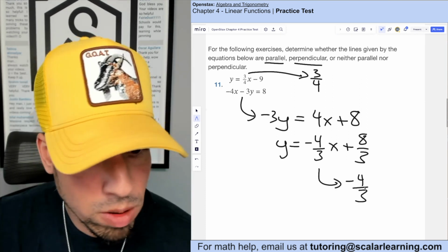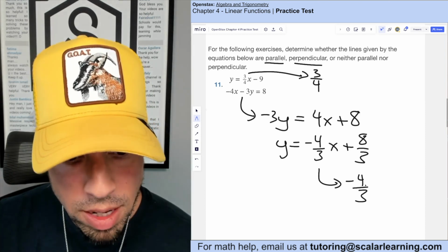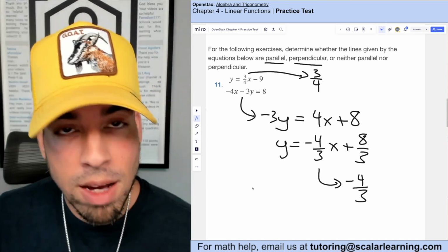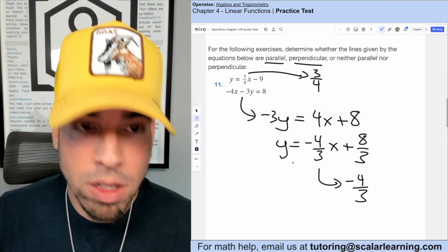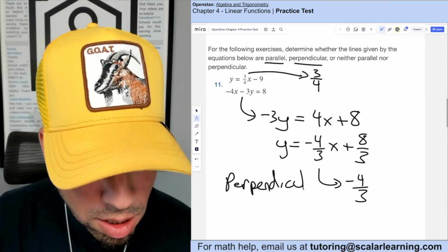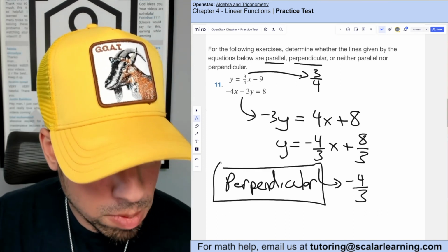Okay, so then we look at the two slopes, 3/4, and that is the opposite reciprocal of the other one. When you have a slope that is opposite reciprocal of another slope, those two lines are therefore perpendicular, and that's the final answer. Boom, done.